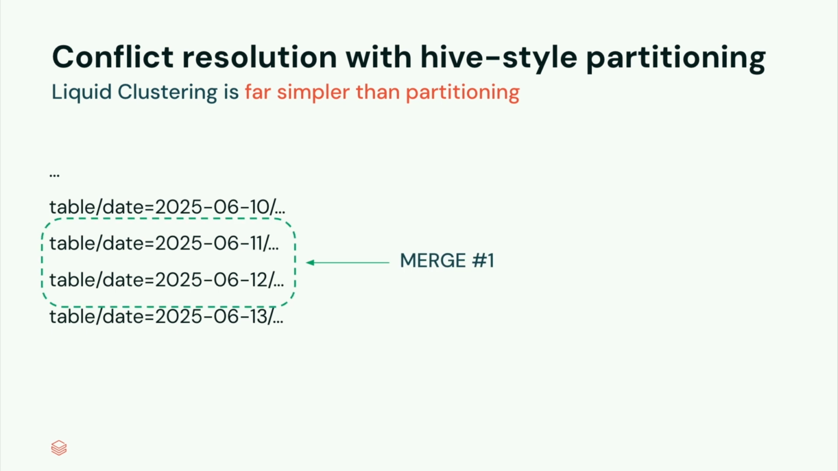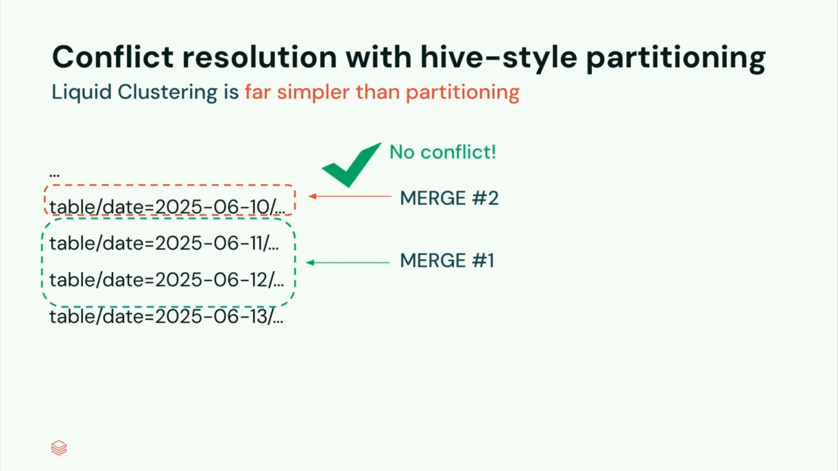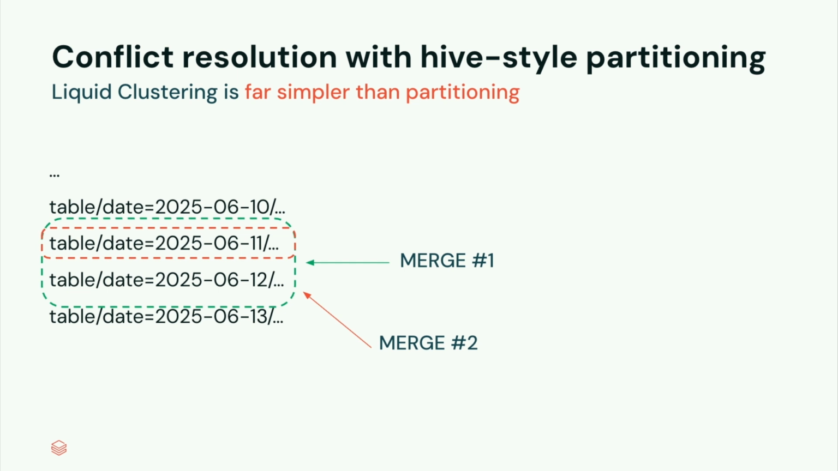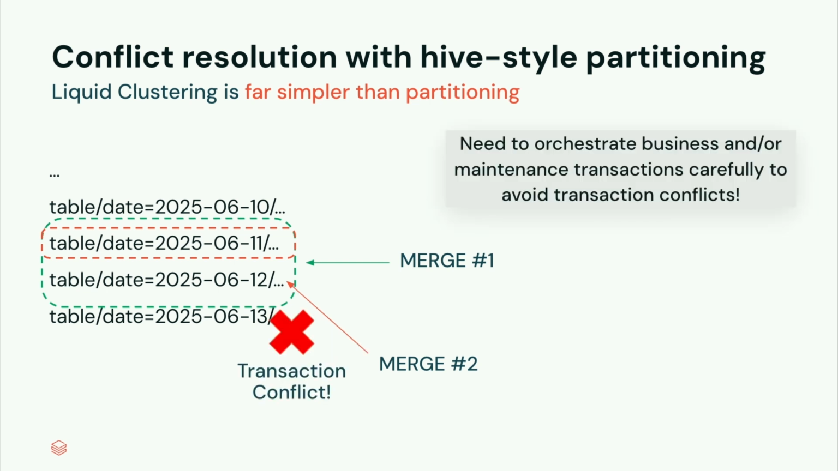So if I have merge 1 that's operating on partition for date June 11th and June 12th, and I have another merge 2 that's operating on partition for June 10th, actually, this works perfectly. You don't need to do any sort of orchestration. There are no conflicts. It just goes ahead successfully. Let's say, incidentally, merge 2 operated on June 11th, same as merge 1. In this case, with partitioning, you actually see a conflict, and you have to rerun and reorchestrate the failed transaction to make sure that there's nothing else operating on the same partition at that time.